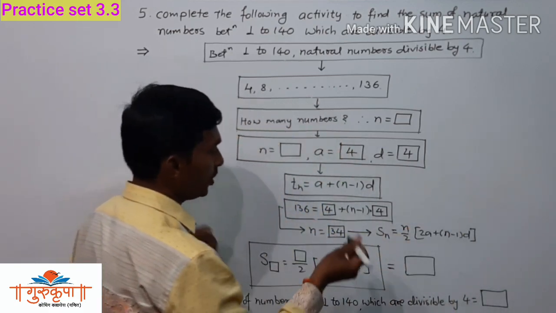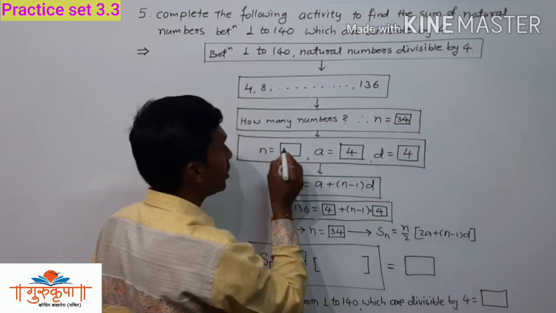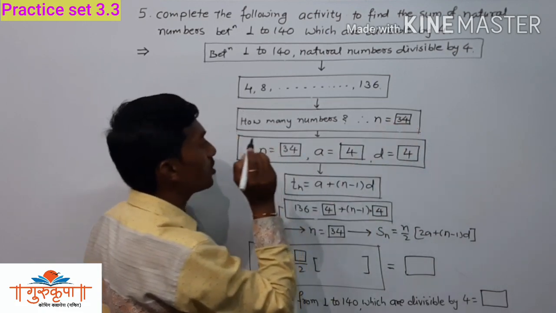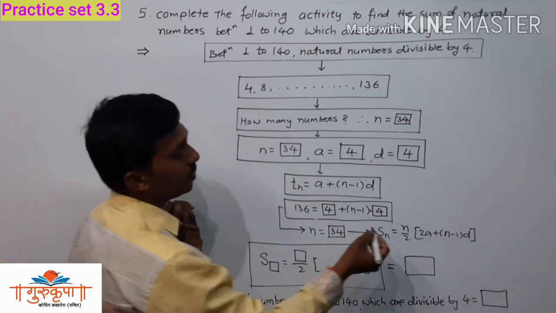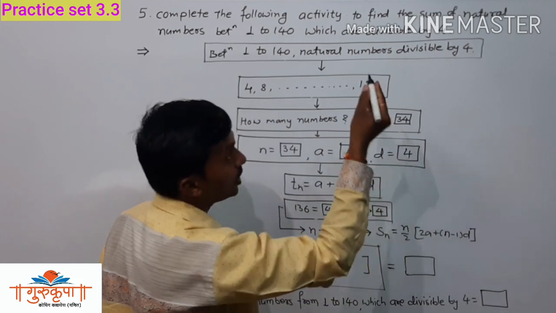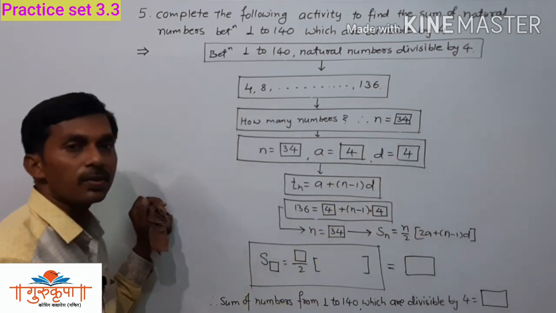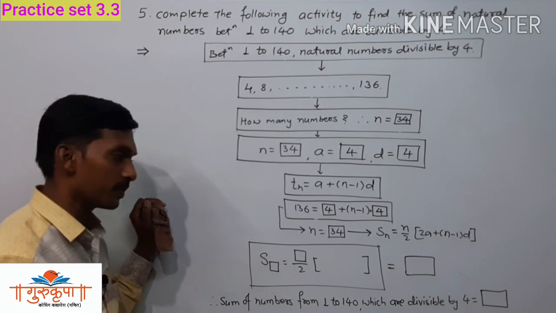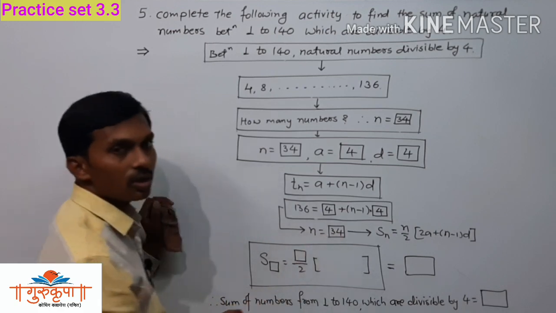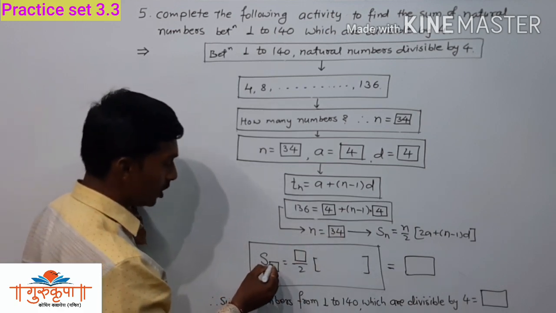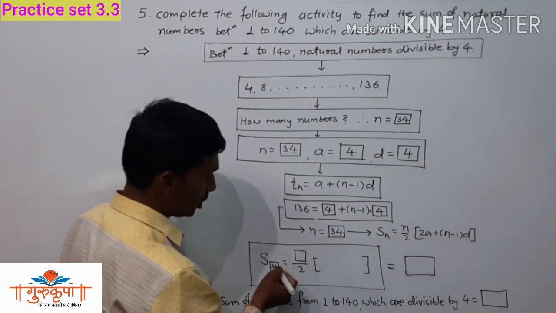We have to put that value here also: n is equal to 34. Now we have to use the formula for finding the sum of the n terms. Sn is equal to n by 2 into the bracket 2a plus n minus 1 into d. Now put the values here, since we have to find the sum of 34 terms. In place of n we have to put 34.